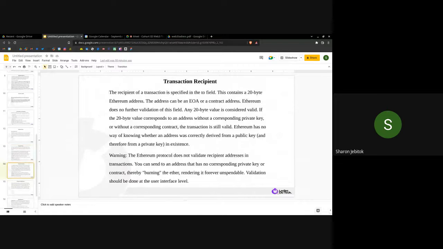The next part of the transaction fields is the transaction recipient.